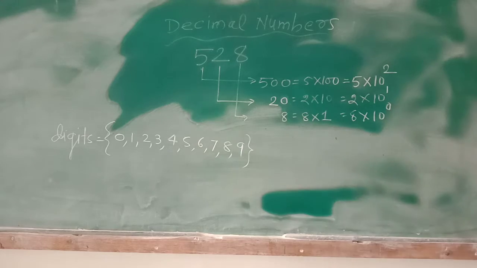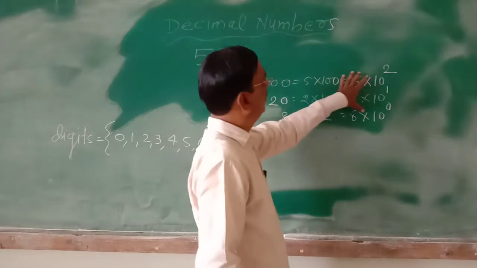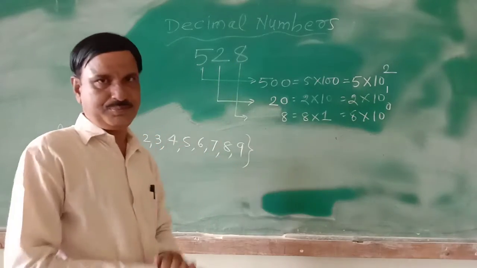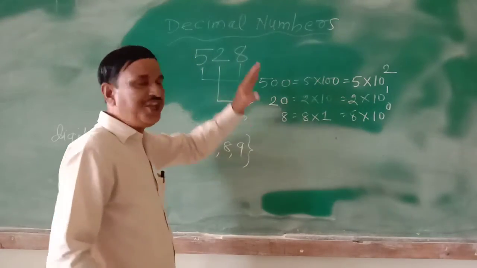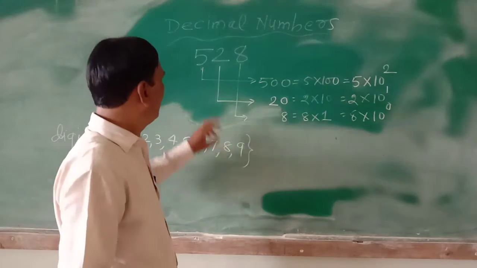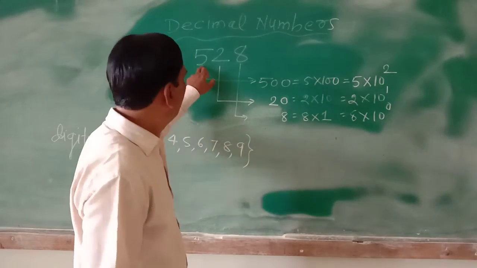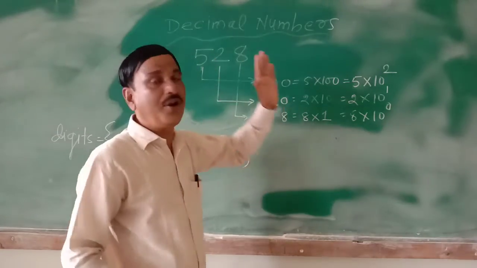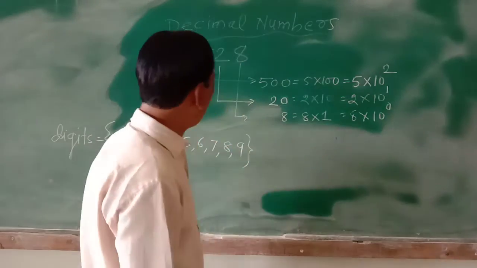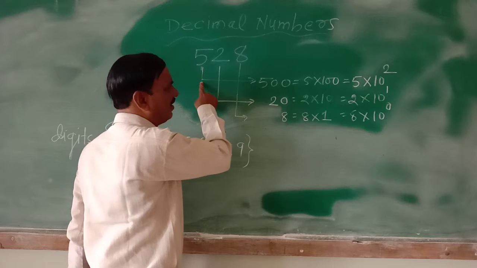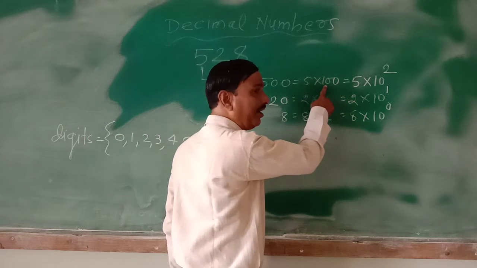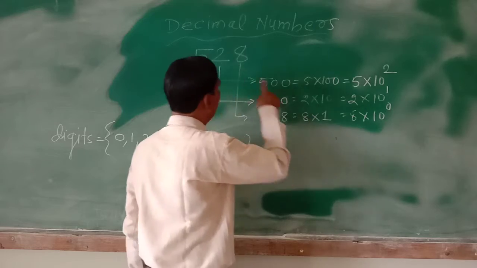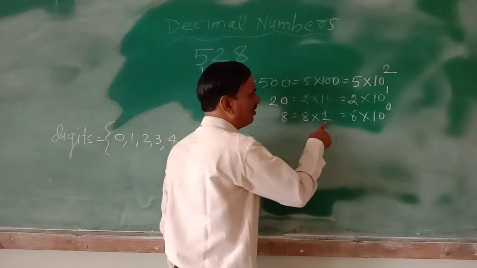Look, what is it? The number is a decimal number, a 3-digit decimal number. But we do not call it 5 2 8, we call it 528. It means that 5 has the weightage of hundreds, 2 has the weightage of tens, and 8 has the weightage of 1.